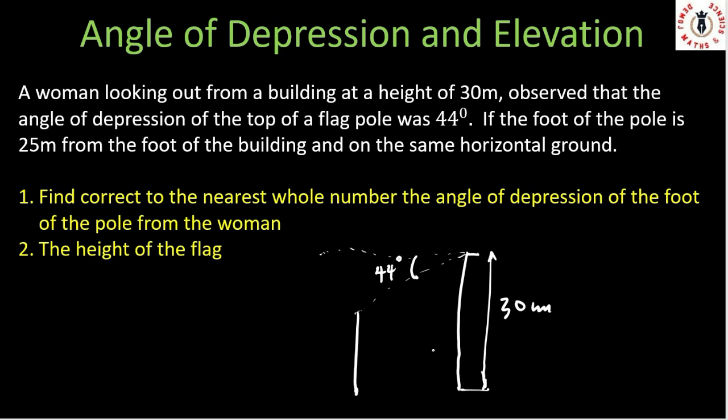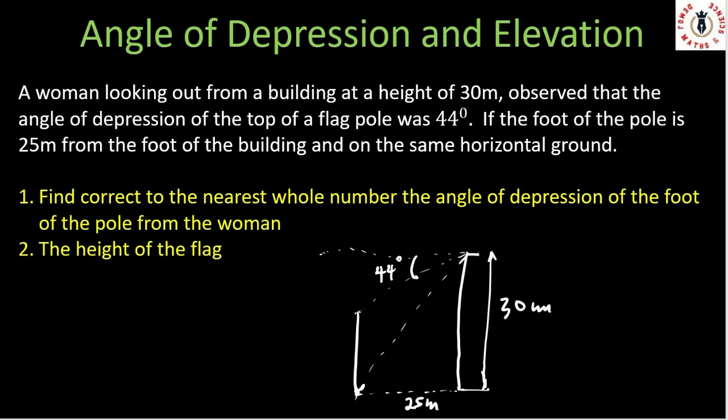Now, if the foot of the pole, here's the foot of the pole, is 25 meters away from the building, here's 25 meters, and on the same horizontal ground, find, correct to the nearest whole number, the angle of depression of the foot of the pole from the woman. The angle of depression we're first given is that of the top of the flagpole.